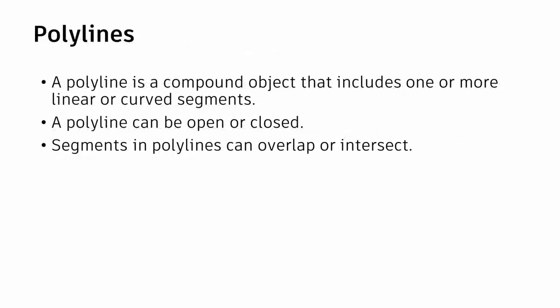A polyline is two or more line segments, or two or more arcs, or a combination of lines and arcs. A polyline can be open or closed. Polylines can have segments which overlap or intersect.